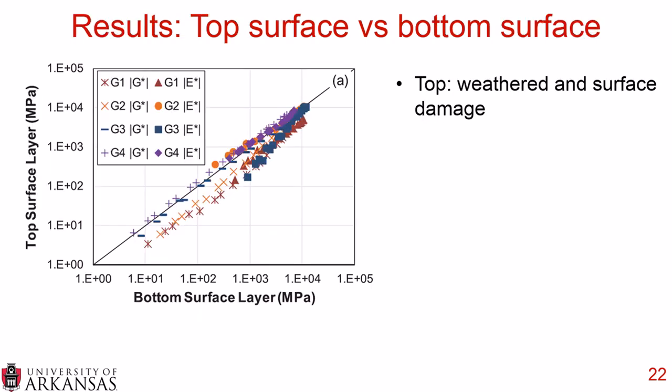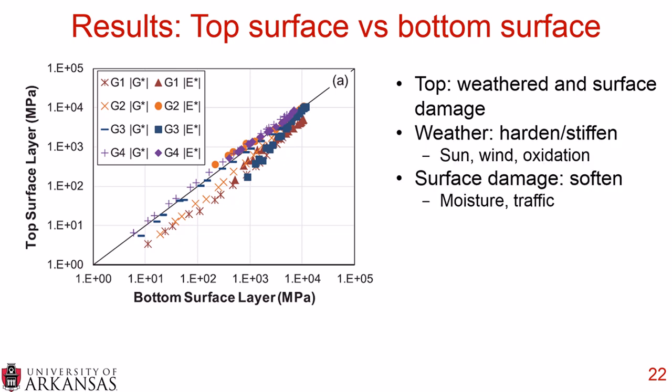Now taking a look at the top surface versus the bottom surface, the top surface of the pavement is weathered and you have surface damage. And when we talk about weathering, that means the mix is hardened and stiffened, and that's due to sun, wind, and oxidation. However, surface damage on the top layer can soften a mixture. So moisture damage and traffic can actually soften the mixture.